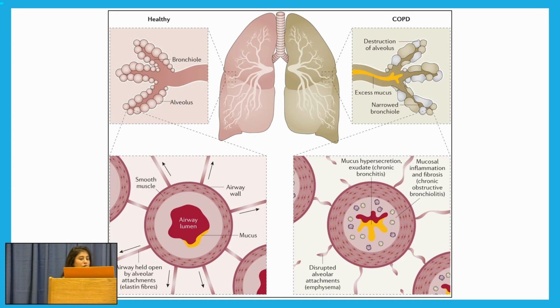You can see the bronchiole, the alveoli, they're all very open, everything's very calm. The airway lumen is nice and open. On the right-hand side of COPD, where the alveoli become destroyed, there's an influx of mucus, there's narrow bronchioles, and this leads to the airways, as you can see in the bottom right, becoming really thickened with mucus, with the walls themselves becoming destroyed, and then all the influx of cells that occur.